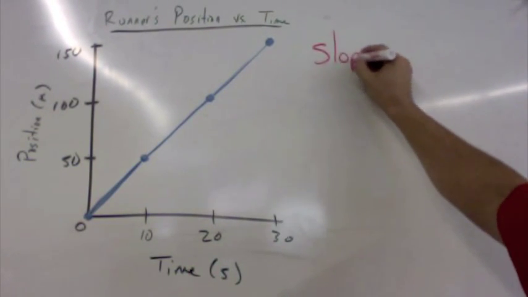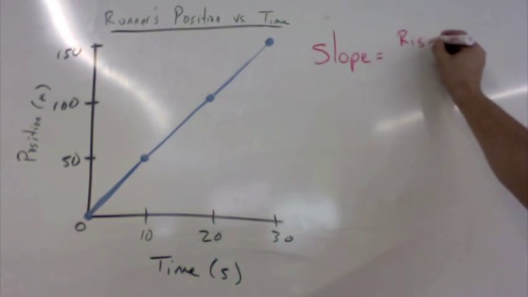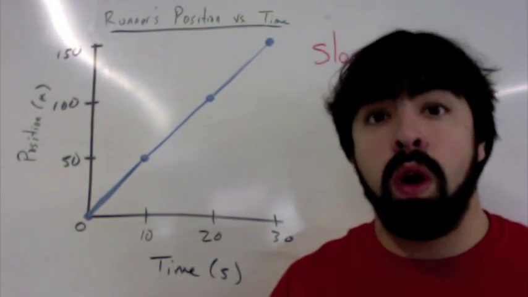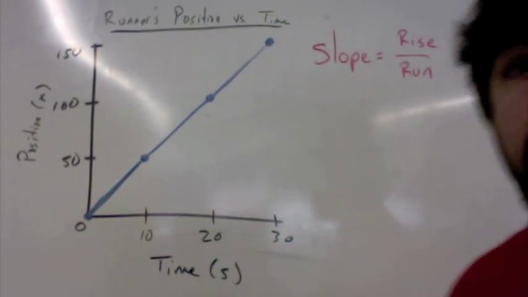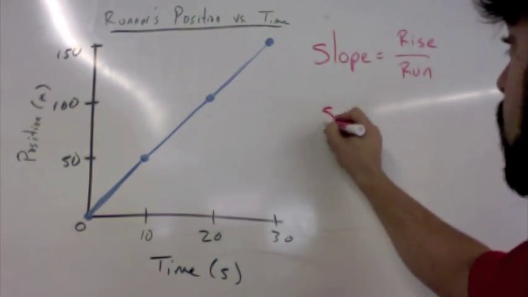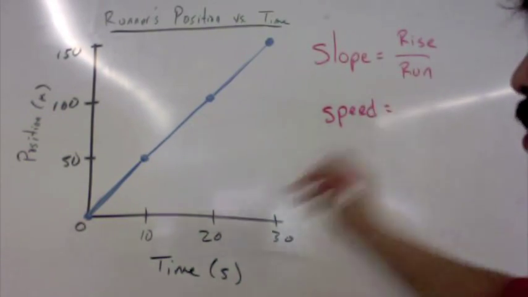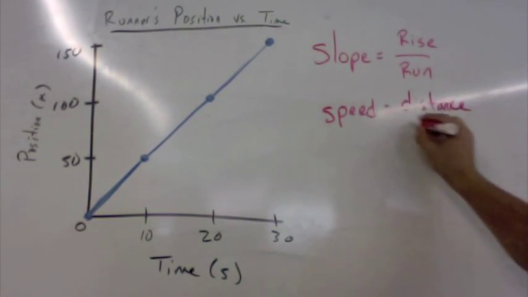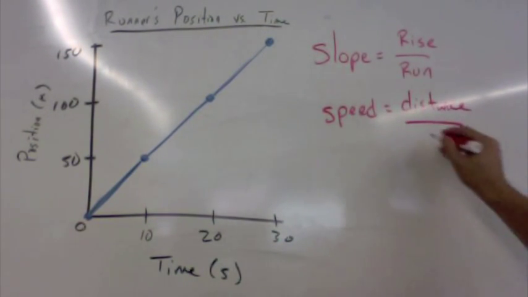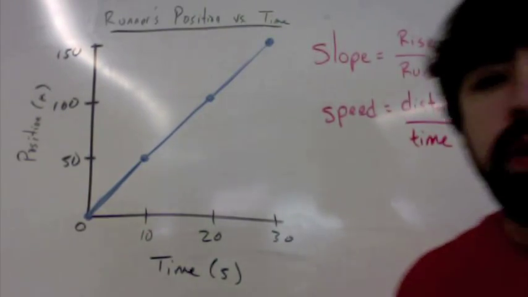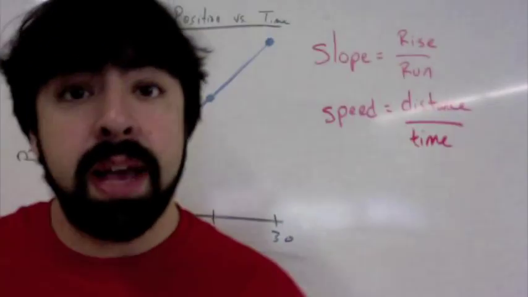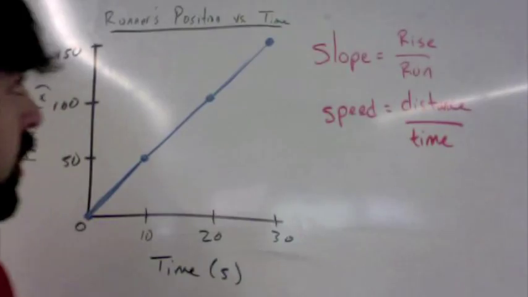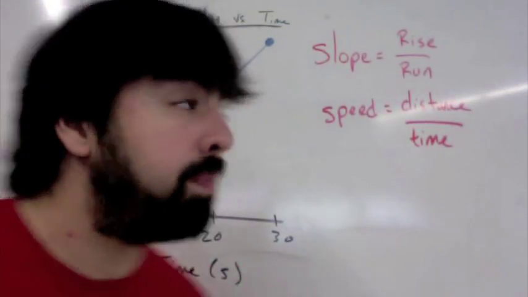Slope is rise over run. And remember, from what we did in the walk, jog, run lab, that the slope of the line you guys figured out was speed. The rise is position, we're just going to call it distance, divided by the run, which is time. So slope on a position time graph or a distance time graph is the speed. So let's just figure out, what was this runner's speed?